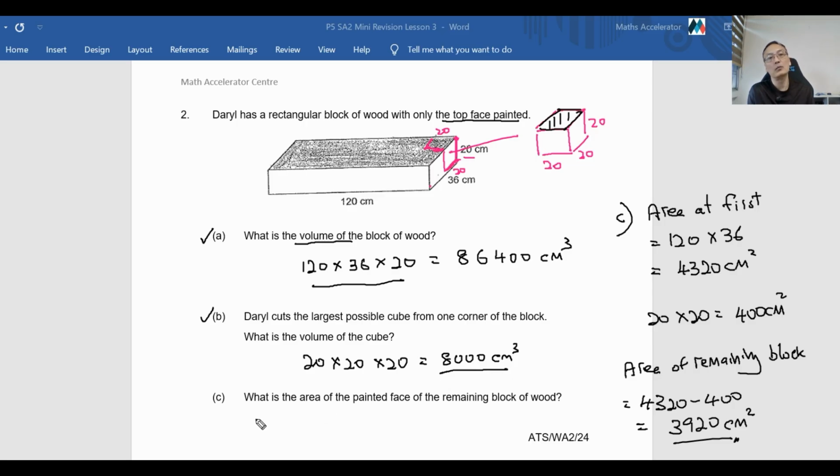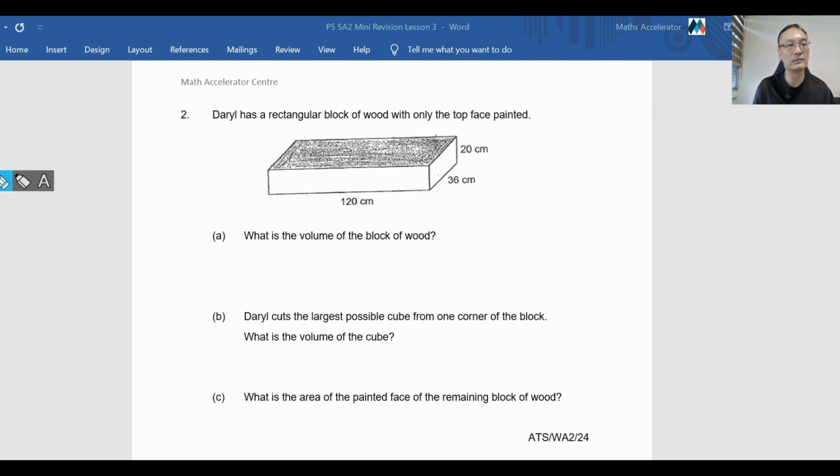Part C, what is the area of the painted face of the remaining block? Okay, so it's a before and after situation. Before, the area is 4320. After, we cut out this block. This block, the painted area over the top is 400. So we have to do a subtraction. So 4320 minus 400, we will get 3920 cm squared. Okay, let's move on to the next question.